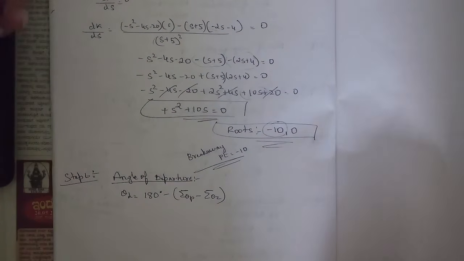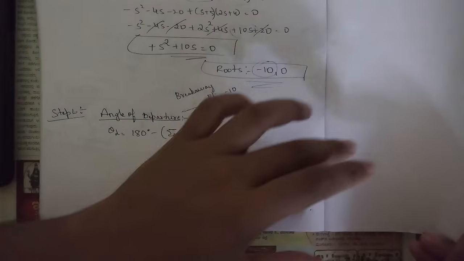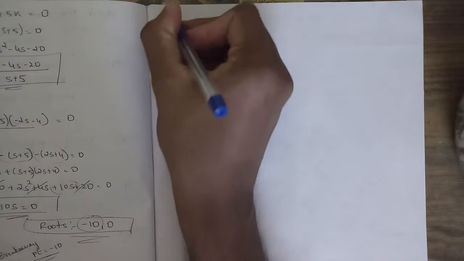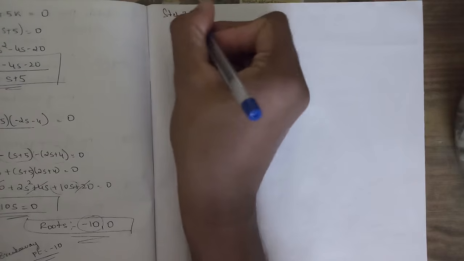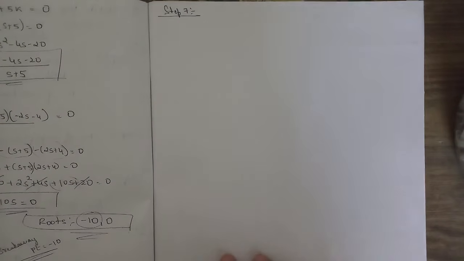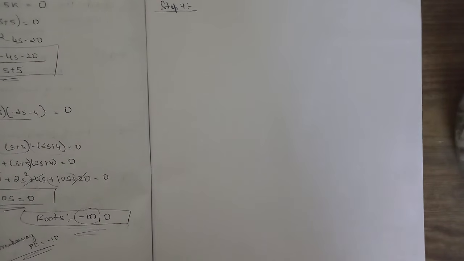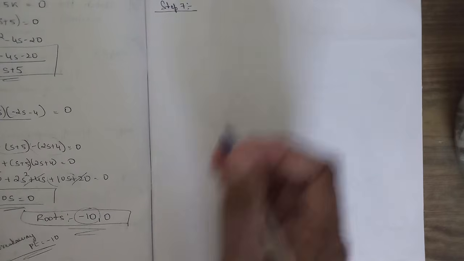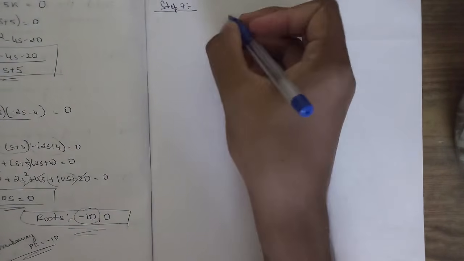Before calculating this angle of departure, I have left some space here. First let's calculate the next step. I will tell you later why I am calculating the angle of departure. I am going to calculate it when I do the plot, in order to make the calculation easier. So now let's directly do the seventh step, that is point of intersection on imaginary axis.